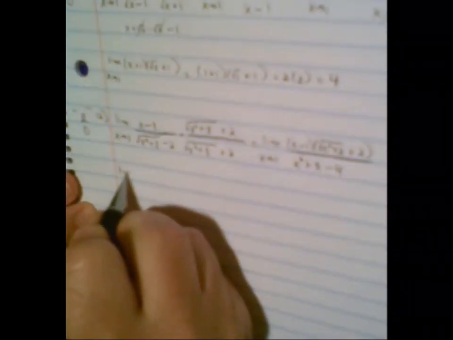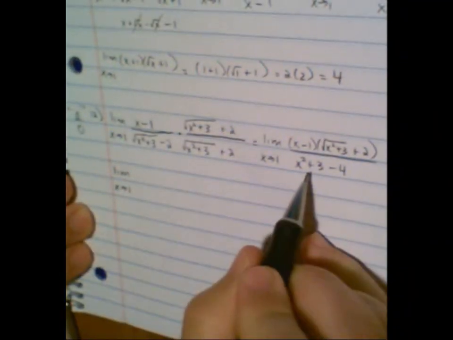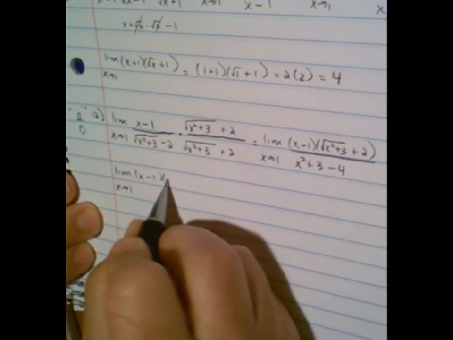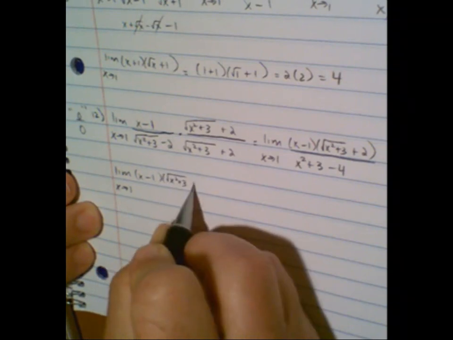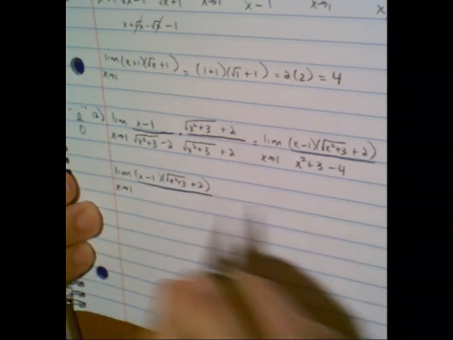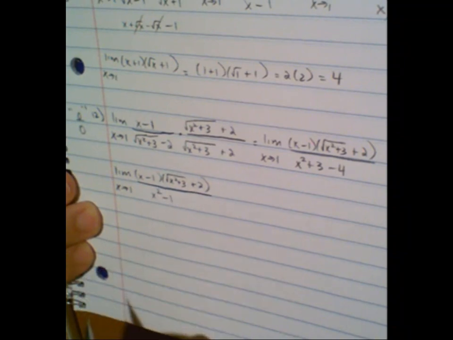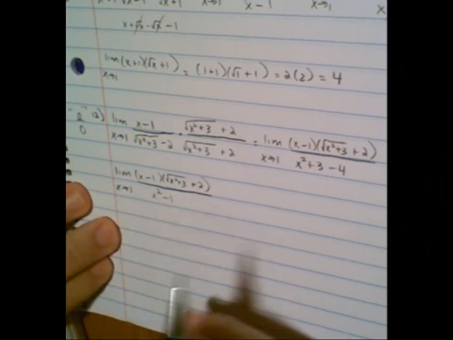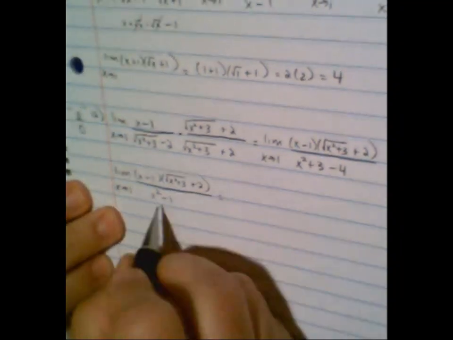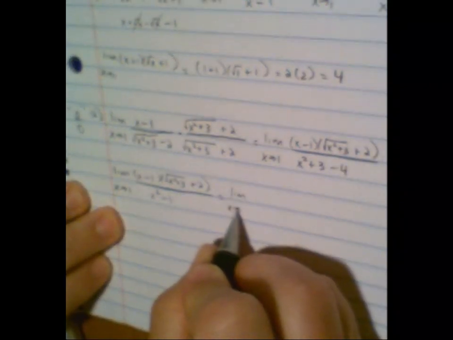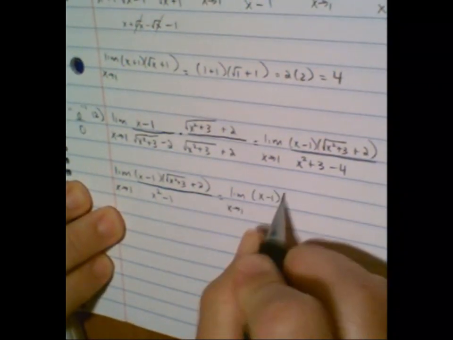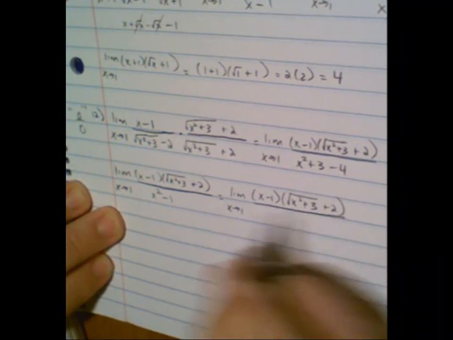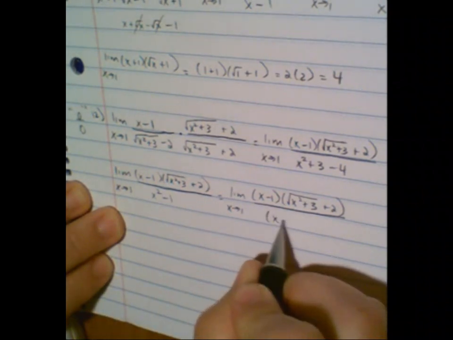We continue down here. The limit as x approaches 1. Plus 3 minus 4 is minus 1. So now I have x minus 1 times the square root of x squared plus 3 plus 2 over x squared minus 1. If I plugged in 1 still, I would get 0 over 0. Still not good. But this factors to become x plus 1, x minus 1, or x minus 1, x plus 1.